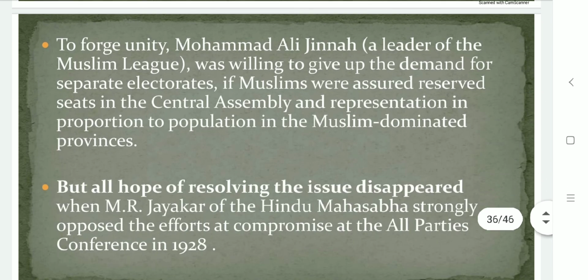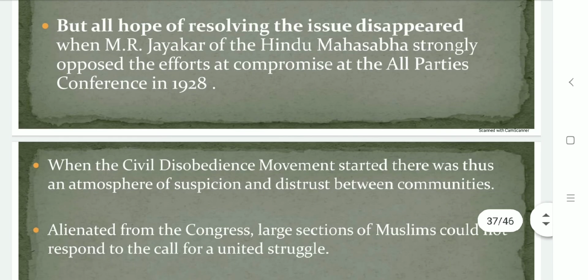To forge unity, Muhammad Ali Jinnah was willing to give up the demand for separate electorates if Muslims were assured reserved seats in the Central Assembly and representation in proportion to population in the Muslim-dominated provinces. With all hope of resolving the issue disappeared when M.R. Jayakar of the Hindu Mahasabha strongly opposed the efforts at compromise at the All Parties Conference in 1928.